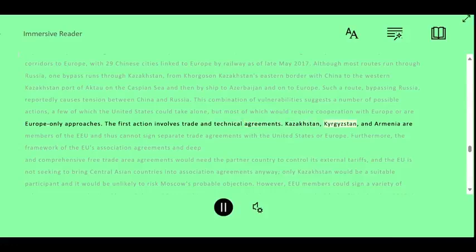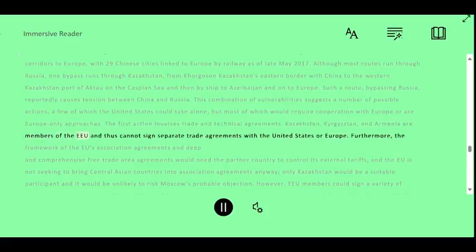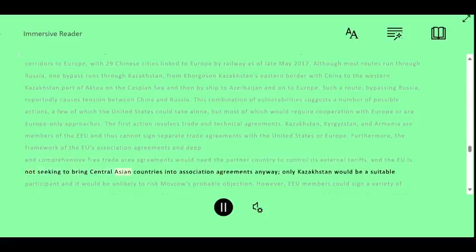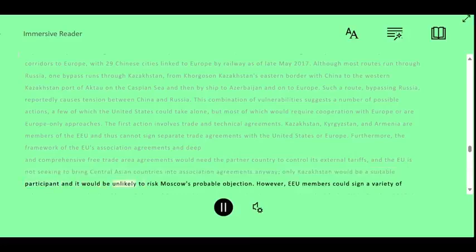Kazakhstan, Kyrgyzstan, and Armenia are members of the EU and thus cannot sign separate trade agreements with the United States or Europe. Furthermore, the framework of the EU's association agreements and deep and comprehensive free trade area agreements would need the partner country to control its external tariffs, and the EU is not seeking to bring Central Asian countries into association agreements anyway. Only Kazakhstan would be a suitable participant, and it would be unlikely to risk Moscow's probable objection.